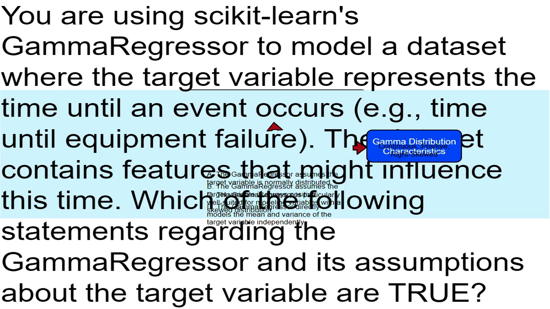I'm setting the stage here. Imagine you are using the GammaRegressor from the Sklearn library to predict the time until an event happens. This sets the context for the quiz question that follows. Think about what the GammaRegressor is doing and what it assumes about the data.